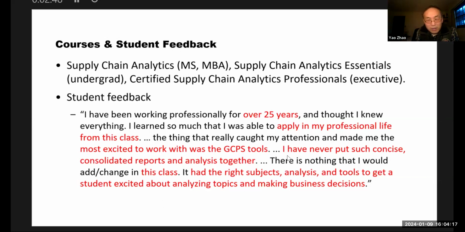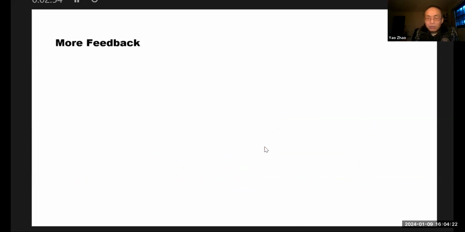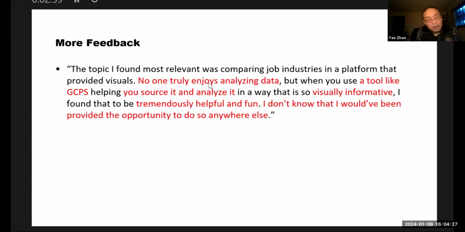Now, this student is clearly interested in data analysis, but not everybody is. Like this one, he said, no one truly enjoyed analyzing data. But when you use a tool like this one, and you can source it and analyze it in a way that is so visually informative, I think that's the keyword. That's what students want, visually informative. I find it to be tremendously helpful and fun. I don't know that I could have been provided the opportunity to do so anywhere else.